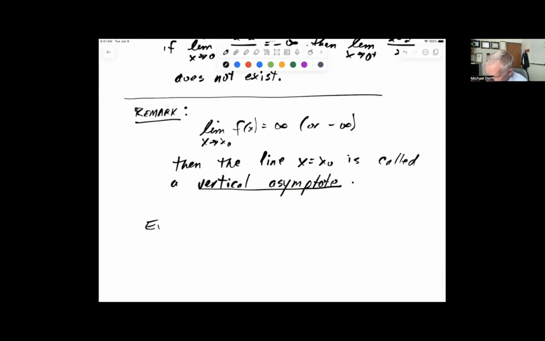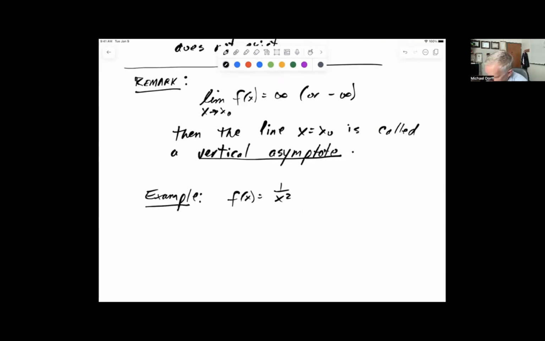So for example, if I had the function f of x equals 1 over x squared, and I look at the limit from the right, it's going to equal infinity. I've got a non-zero number over 0 as x gets close to 0, so it's going to be infinity, negative infinity, or does not exist. When I put in a number a little bit larger than 0, I get a positive on the top and a positive on the bottom, so it's positive infinity.